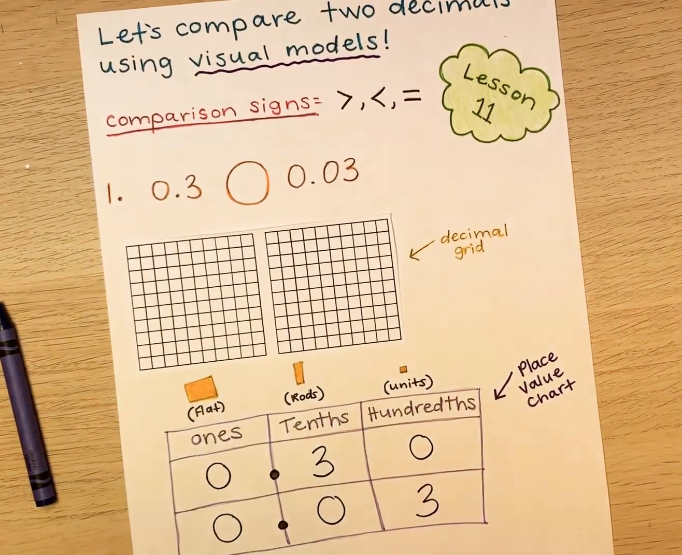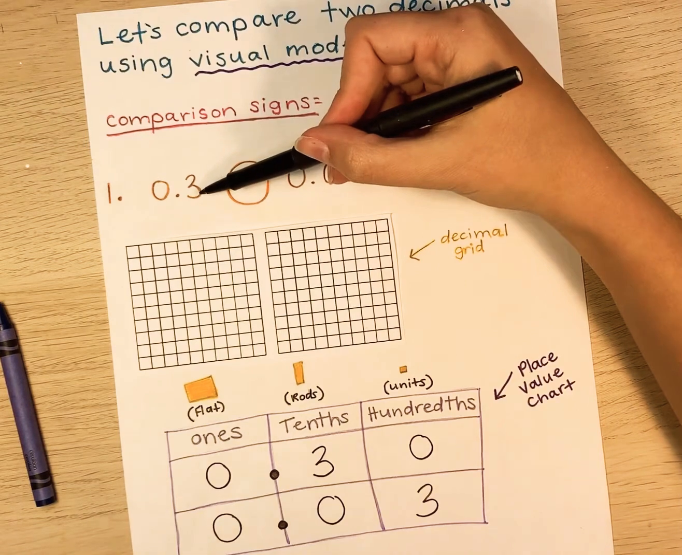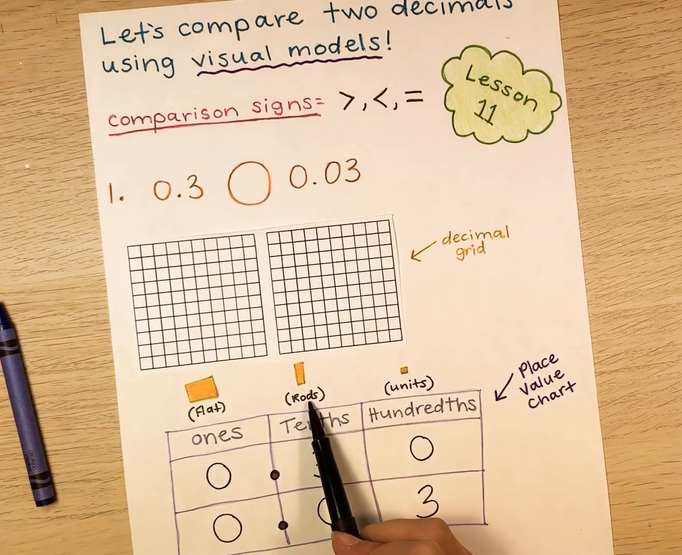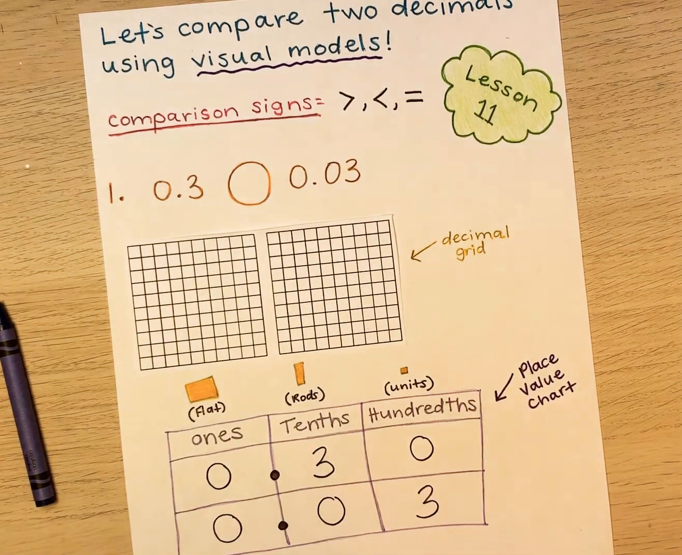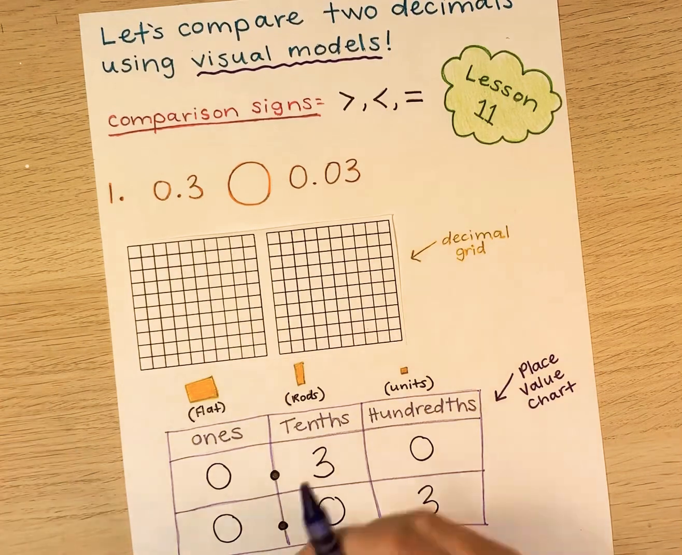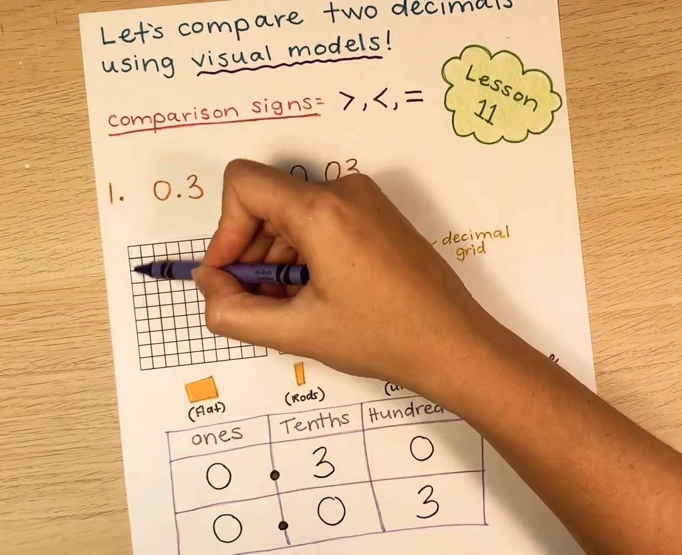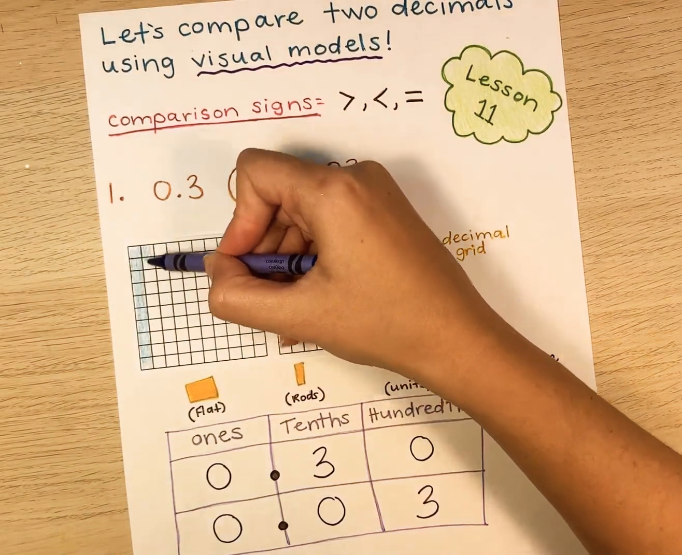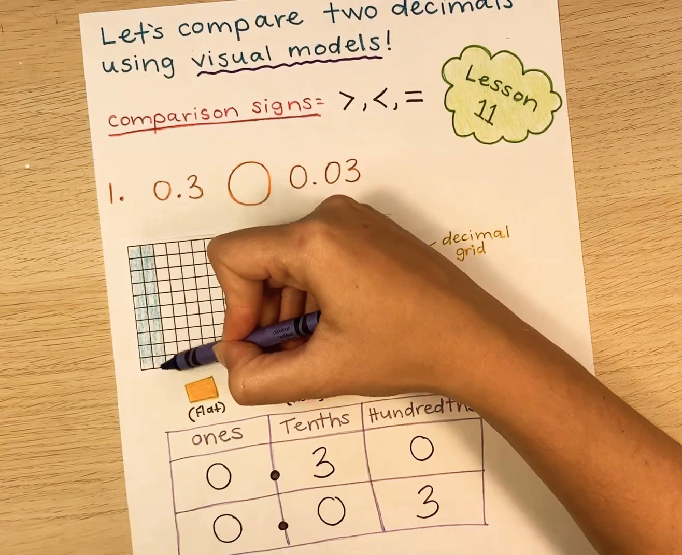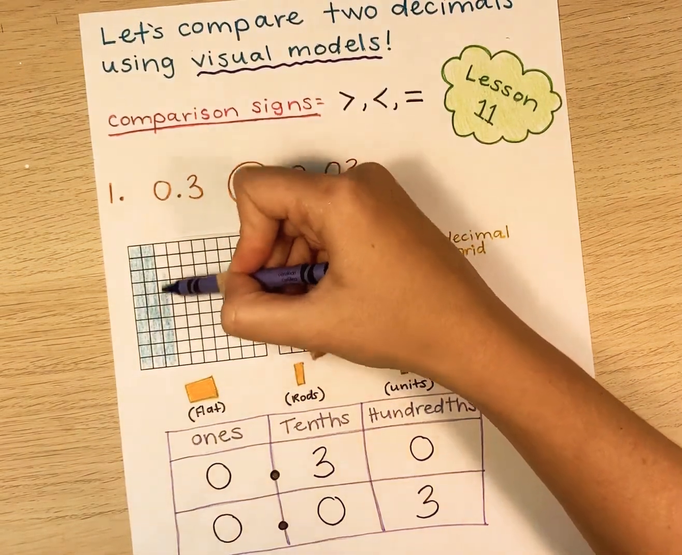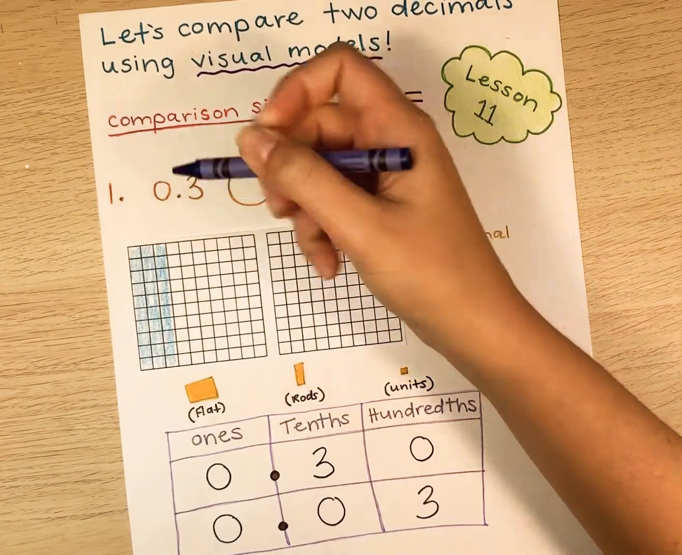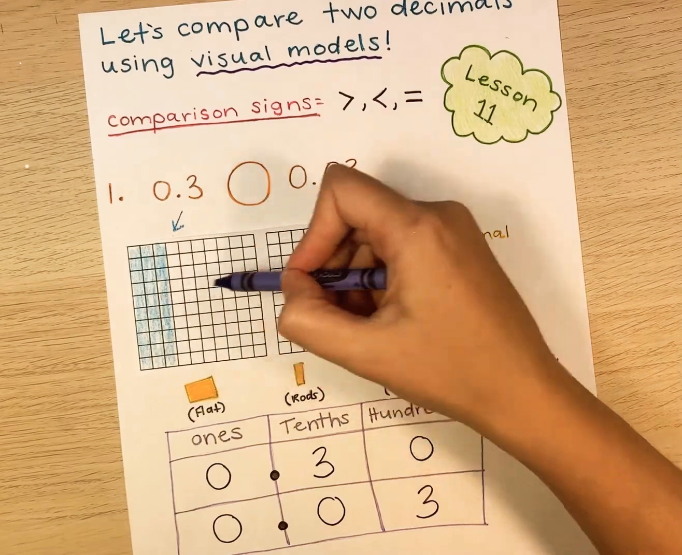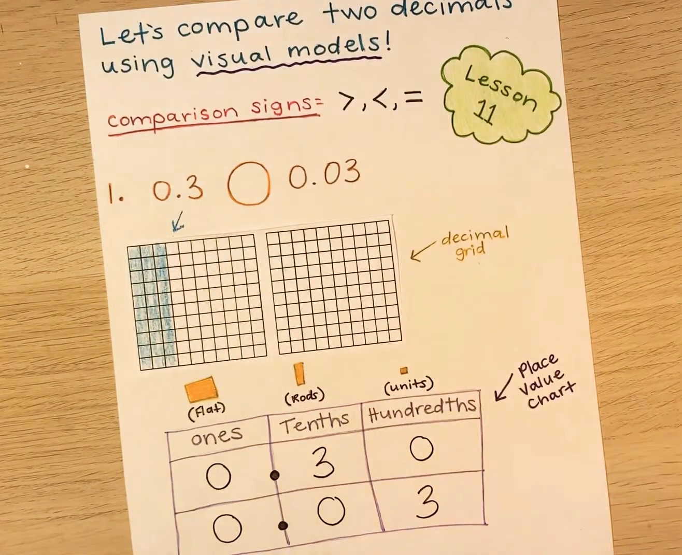So let's first start out with 3/10. So let's take a look. We have 3 in the tenths place, and we know that is equivalent to a rod. So we're going to need 3 rods to represent this decimal. So 1, 2, and 3. And I'll put a little arrow there. So we also know that that's equivalent to 3/10 or 30/100.